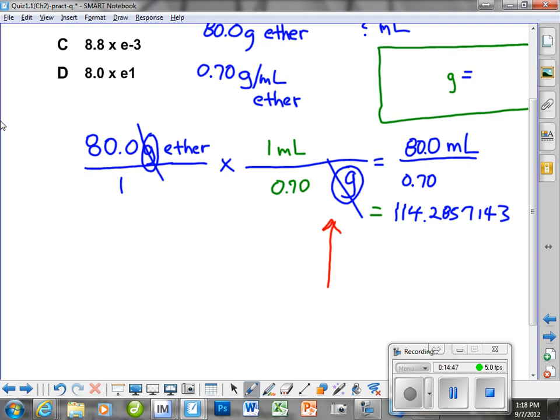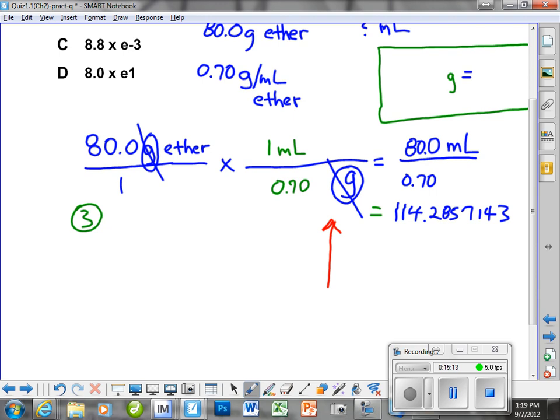The 80.0, you're going to have 3 sig figs. The reason for that is trailing zeros count sometimes, and the sometimes is determined by whether or not there is a decimal in the number, anywhere in the number. So the 80.0, the 8, the 0, and the decimal 0 all count because they're trailing zeros.